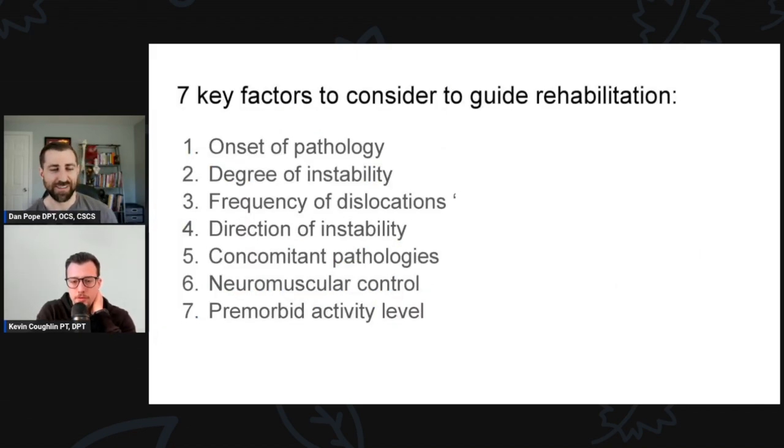The way they structure this paper is they divide it into 7 keys for the clinician to consider to guide the rehab process. Very quickly: onset of pathology, degree of instability, the frequency of dislocations, the direction of the instability, any concomitant pathologies, and then working on neuromuscular control and getting back to the pre-condition activity level.